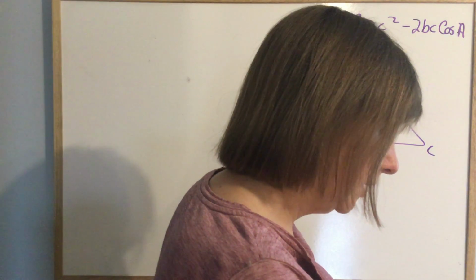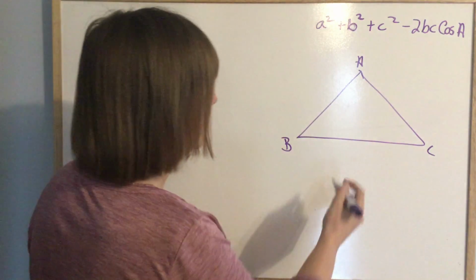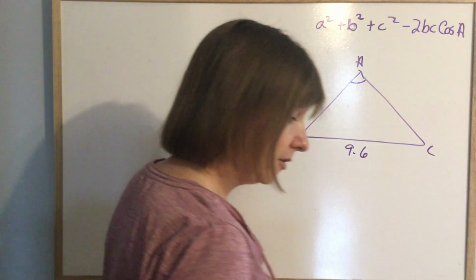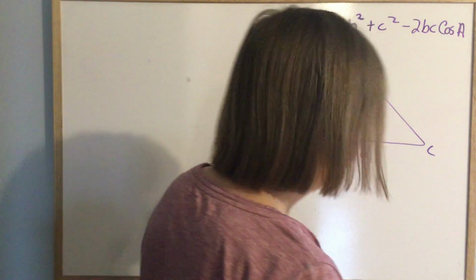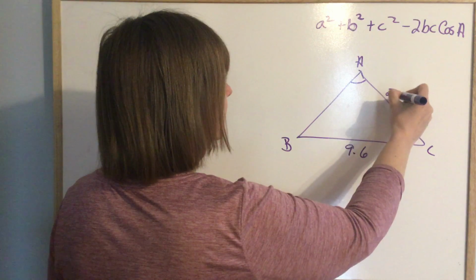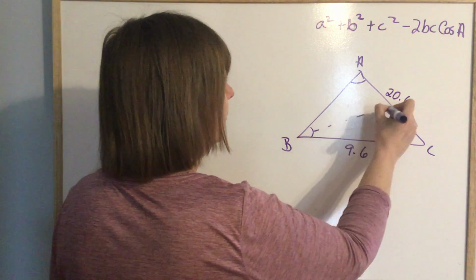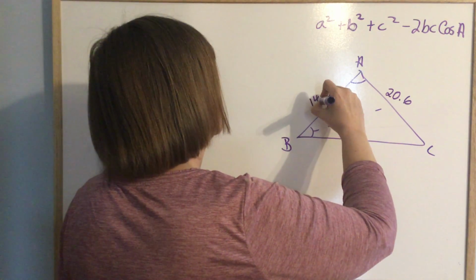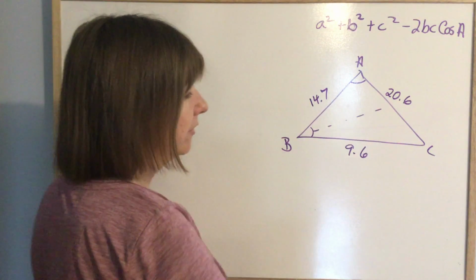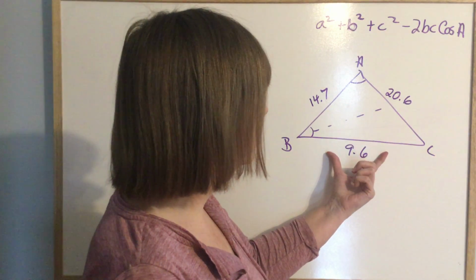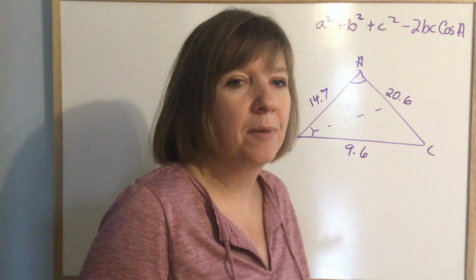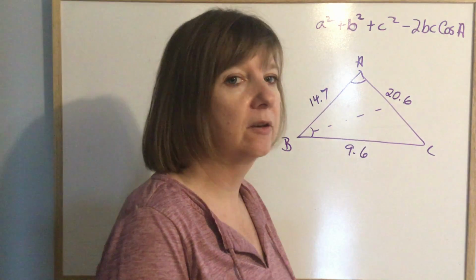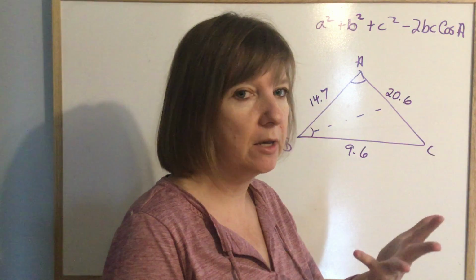And then they tell me side A is 9.6. Okay, well that's angle A, so side A is 9.6. Side B is 20.6. It's got to be right across from angle B. And side C is 14.7. So again, I have this nothing like what it should be because this side should be way shorter than this side. It doesn't make any difference, okay? We're not using this for anything other than to kind of look at it and go, what do I know? What do I need to know?